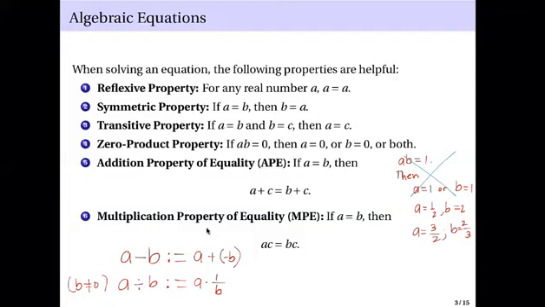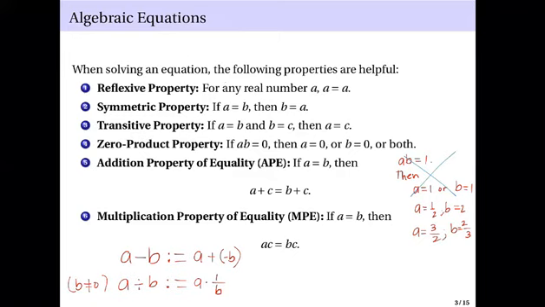Okay? So now, what we're going to do later is to use these algebraic properties in solving algebraic equations.